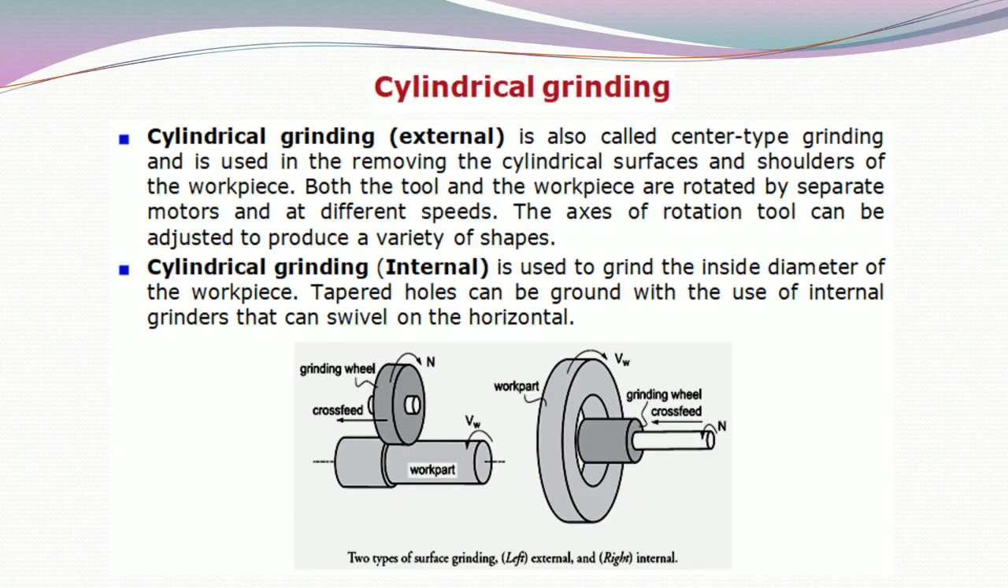Now let's talk about cylindrical grinding. Cylindrical grinding has mainly two types, external and internal. First we talk about external cylindrical grinding. Cylindrical grinding external is also called center type grinding and is used in removing the cylindrical surfaces and shoulders of the workpiece. Both the tool and the workpiece are rotated by separate motors and at different speeds. The axis of rotation of the tool can be adjusted to produce a variety of shapes.